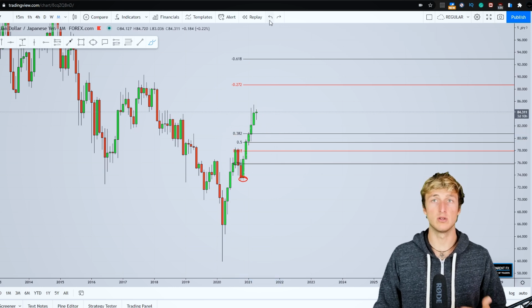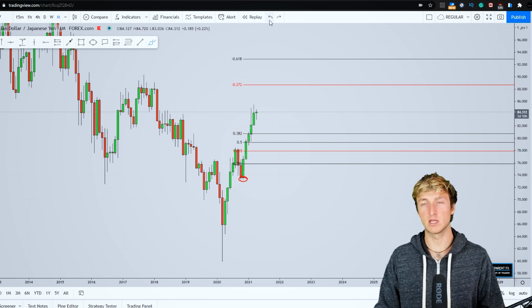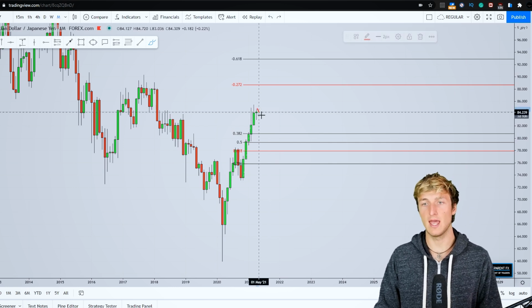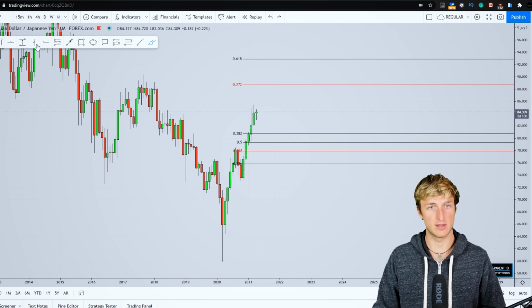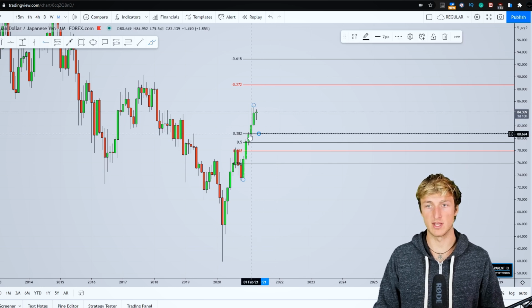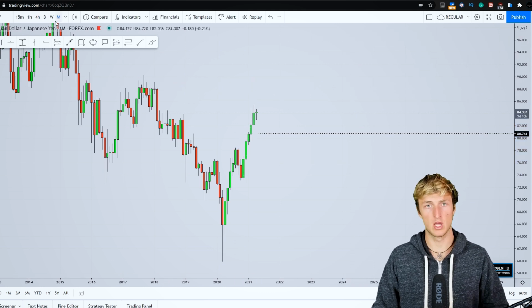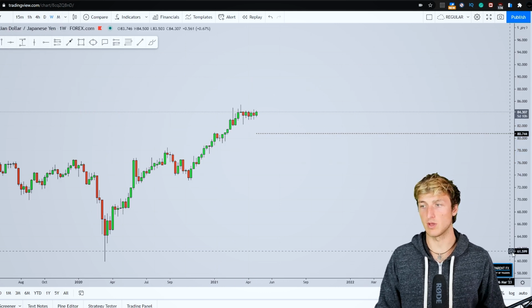So clearly here on the monthly, we are quite overextended to the upside and in need of a correction. And the first target, as we have already identified, is this 0.382. Going down on the weekly time frame, what do we have?